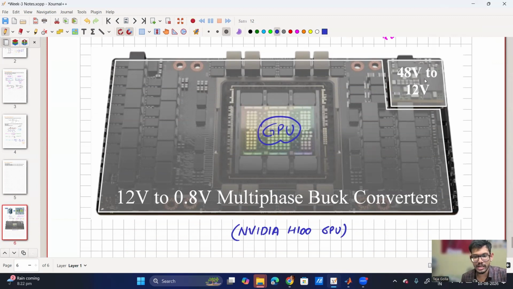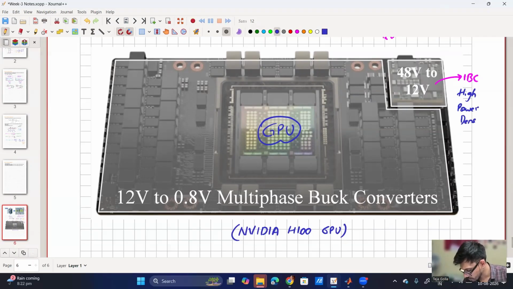So now you can see the input is coming in at 48 volt, and 48 volt is being converted to 12 volt. So this is the IBC, intermediate bus converter. It is just to convert 48 volt to 12 volt. So it should be high power density. So that's why it is small.